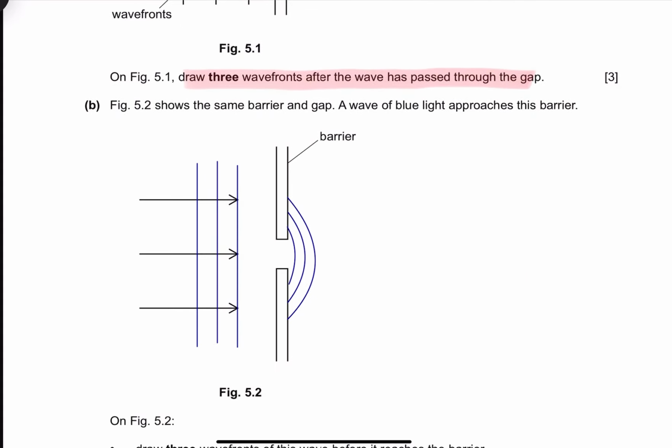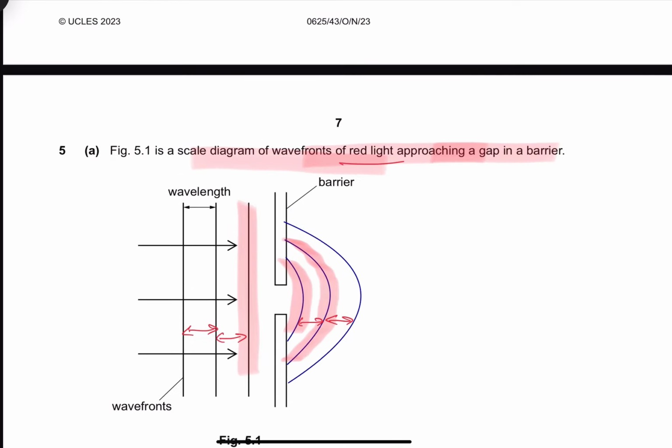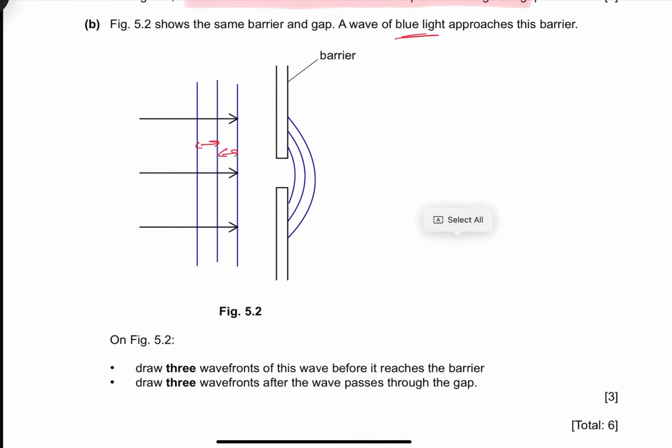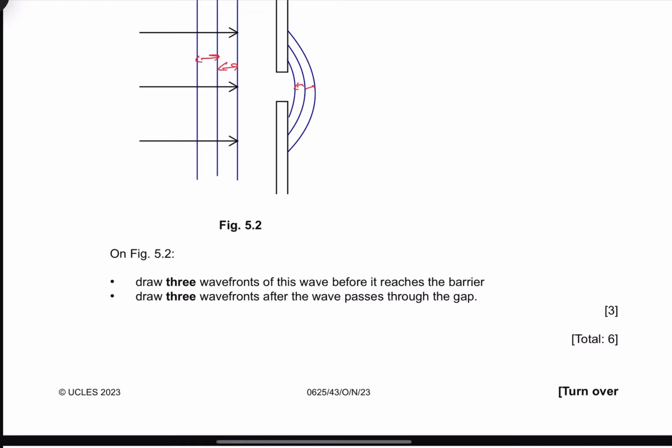So what we are changing is the light. Initially it was red light, now it is blue light, so we are decreasing the wavelength. It means the separation between the wavefronts will decrease from the previous one, so we have to draw them closer.